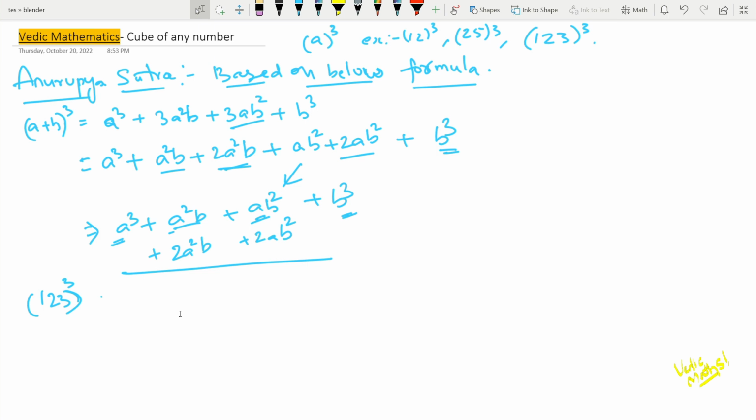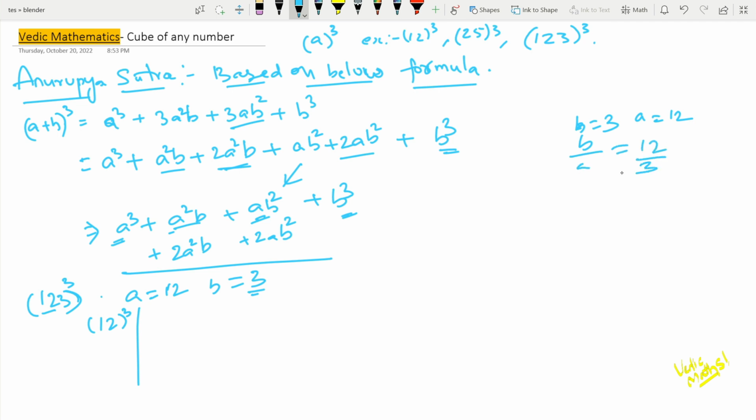Now let's calculate the cube of 3-digit numbers. Here we have 123 power 3. Now we have to take these numbers into variables a and b. So I'll take a equal to 12, the left part, and b equal to 3. For the first term, you have to say 12 cube. Then you have a square b as the second term, right? So b is equal to 3, a is equal to 12, so b by a is equal to 3 by 12, correct?